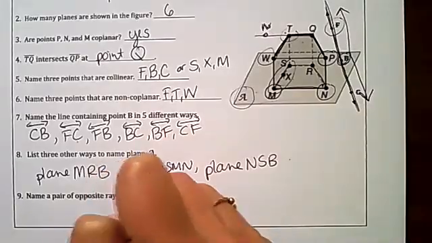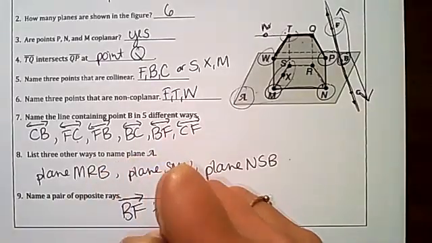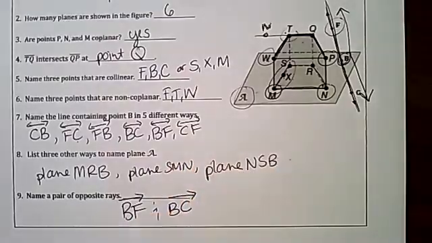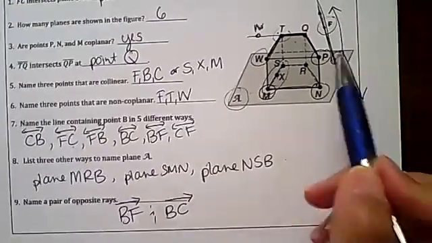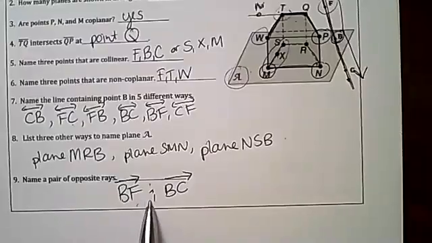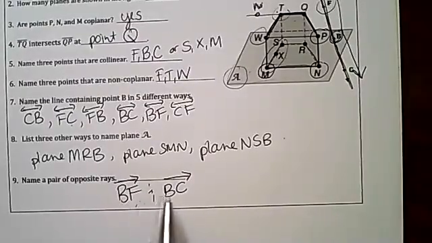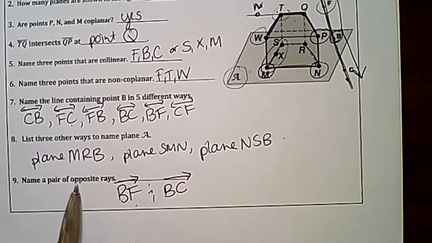And remember, capital letters with the arrow. Make sure though, when you're doing your opposite rays, you have to start with the endpoint. So this is the only answer. You have to start with B for both of these. You can't do CB. Okay, so BF and BC, they come in pairs, so it's 2 rays.